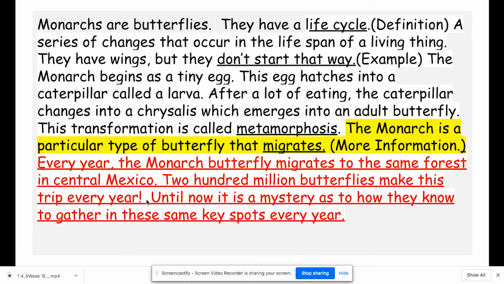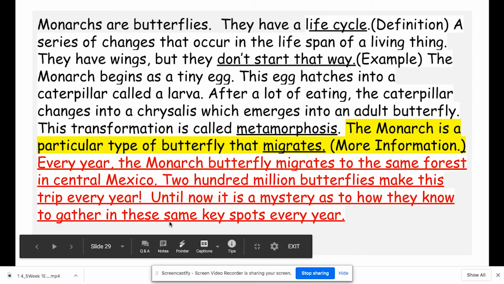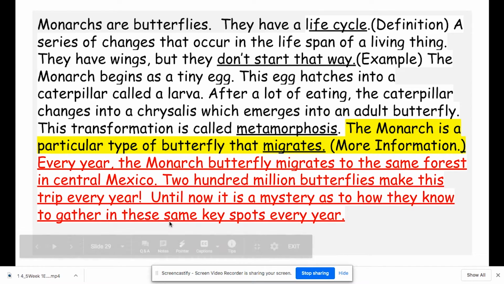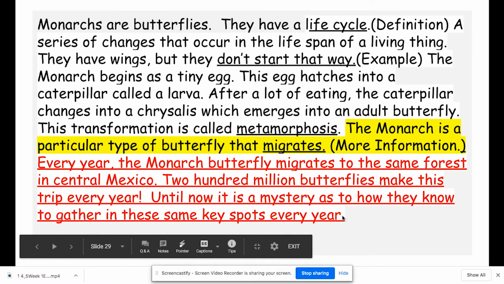It's not a lot, is it, ladies and gentlemen? It's just a small amount. You can even add more detail to this. Then the closing sentence says, until now, it is a mystery as to how they know to gather in these same key spots every year. Notice that we started with monarchs or butterflies, and we are ending with a conclusion sentence.